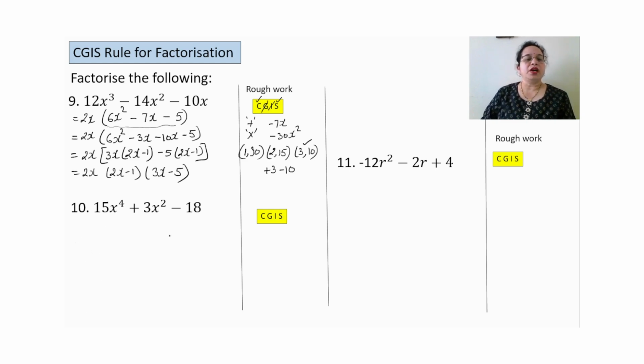Come for the 10th sum again. First thing, common. So can we take common? Yes, 3 you can take common. So we will take this 3 common. What is left inside the bracket? 3 5s are 15, x raised to the power 4 plus x square minus 6. So now again grouping is not possible, identity is not possible. So we will go for splitting the middle term. It means when we add this, you should get plus x square, and when we multiply, you should get minus 30x raised to the power 4.